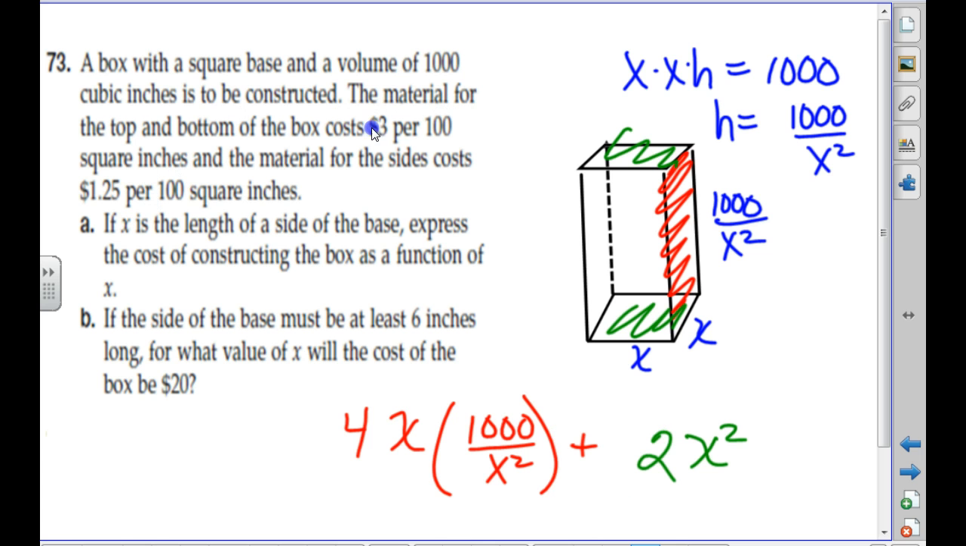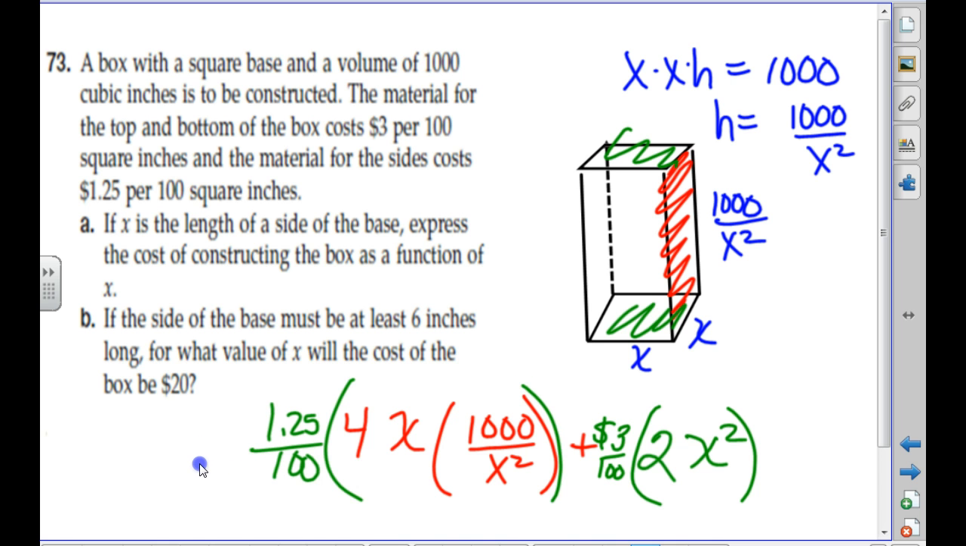It says the material for the top and bottom are $3 per 100 square inch. So $3 per 100 square inch gets multiplied by the top and the bottom. And the material for the sides are $1.25 per 100 square inches. Express the cost of constructing the box in terms of X.